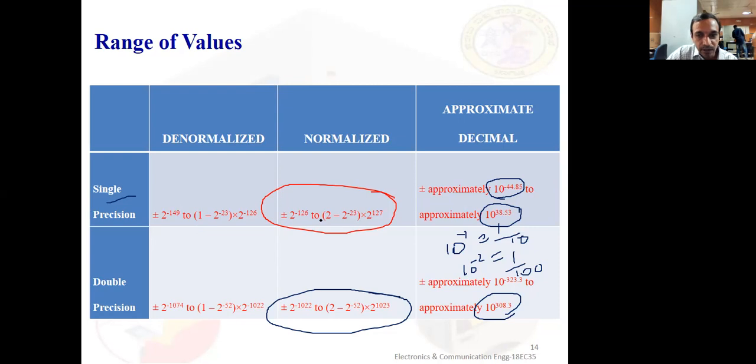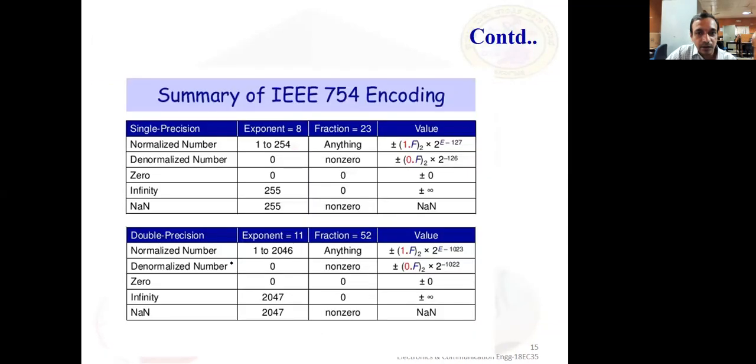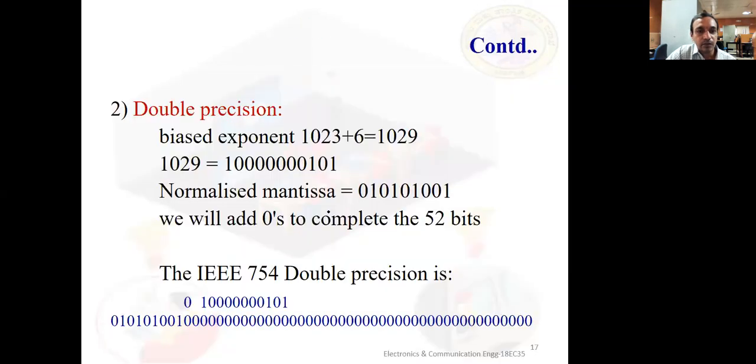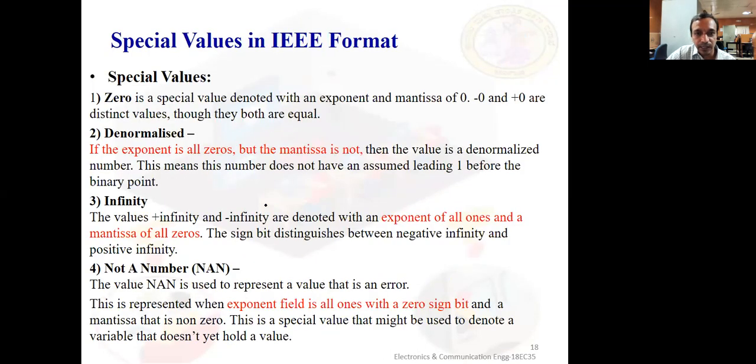Normalized and unnormalized. Normalized is the one which is generally taken in every case, right? So for a summary of these numbers, at least this table will be helpful for you to remember something, right? Then coming to, oh sorry, one more important thing, the special values in the IEEE format.